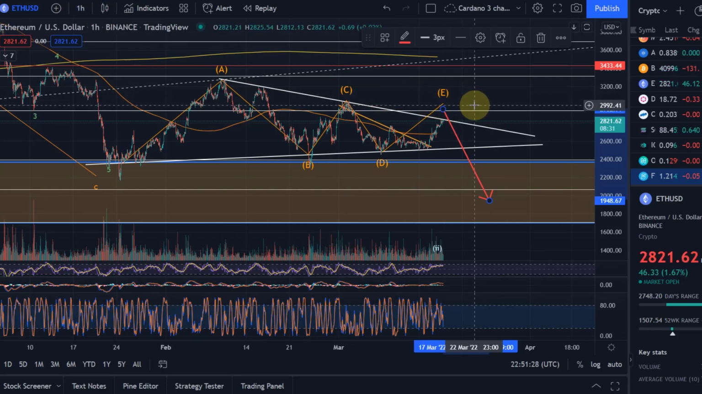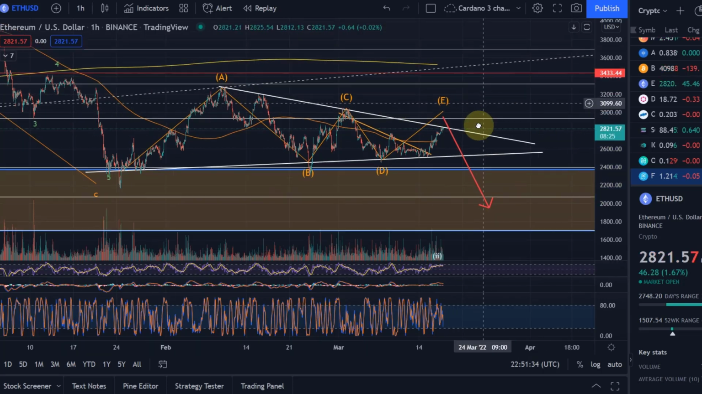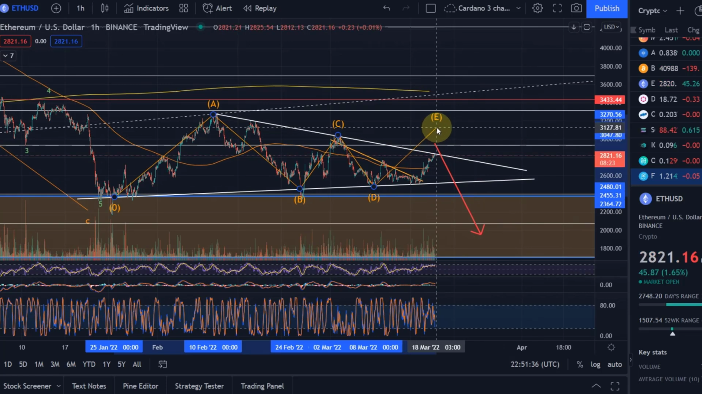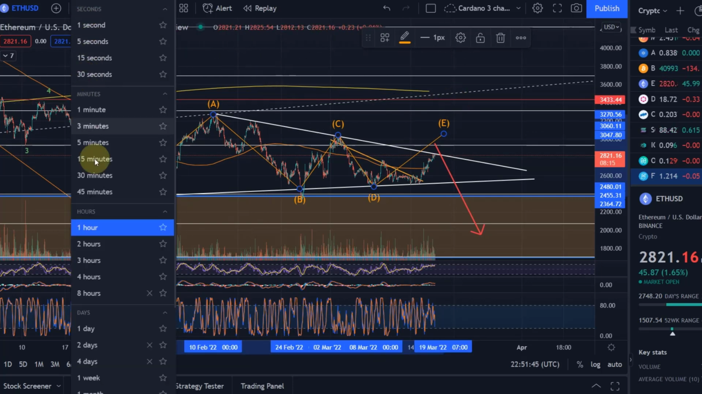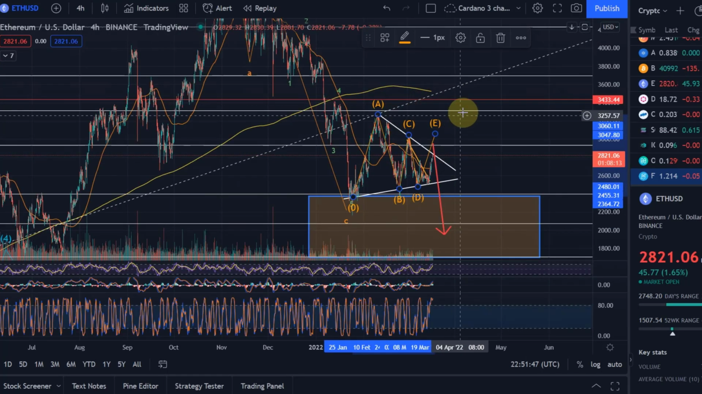What I need to tell you is, if we break above that 3,050 level, above the wave C, then this pattern for me would be invalidated, because then the wave E would have gone too high. Next level to the upside would then be the 3,430 level. For me, a very, very important level, and that would be the level from which I would find it much more likely that Ethereum is getting back into a long-lasting uptrend.